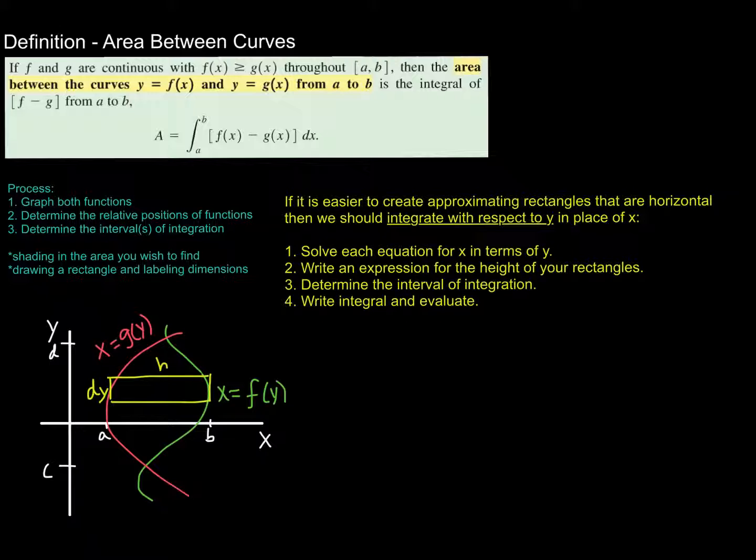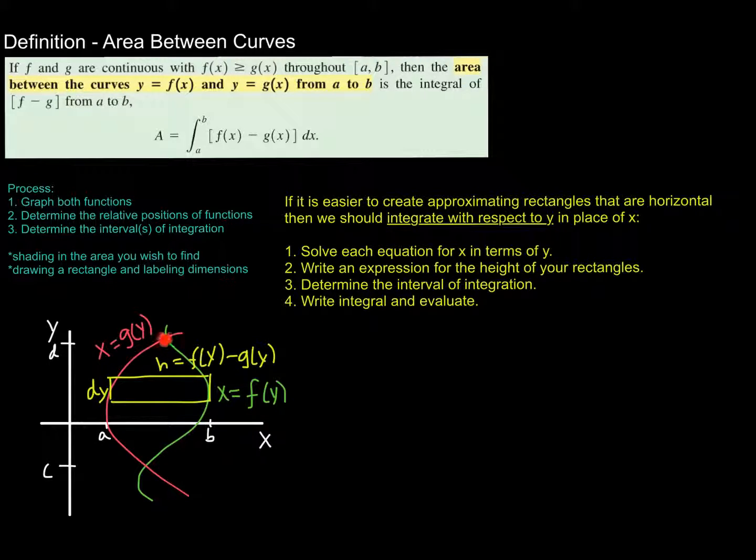That's going to be the green curve because this x value is further to the right. So it'll be f of y minus g of y. That'll give me my height. And so having solved my equations for x in terms of y, and written an expression for the height of my rectangles, I now need to determine the interval of integration.